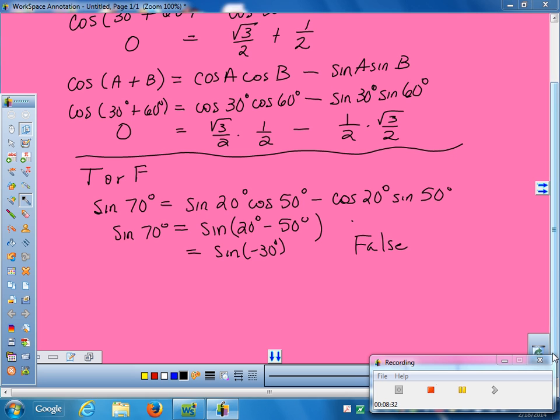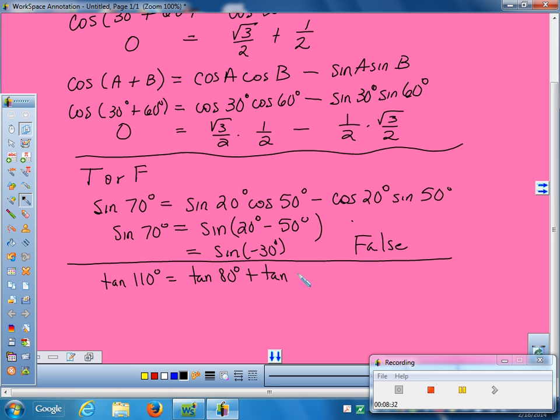That didn't blow you away? Okay, here's one other one. True or false? Tangent of 110 degrees equals the tangent of 80 degrees plus the tangent of 30 degrees all over 1 minus the tangent of 80 degrees times the tangent of 30 degrees.